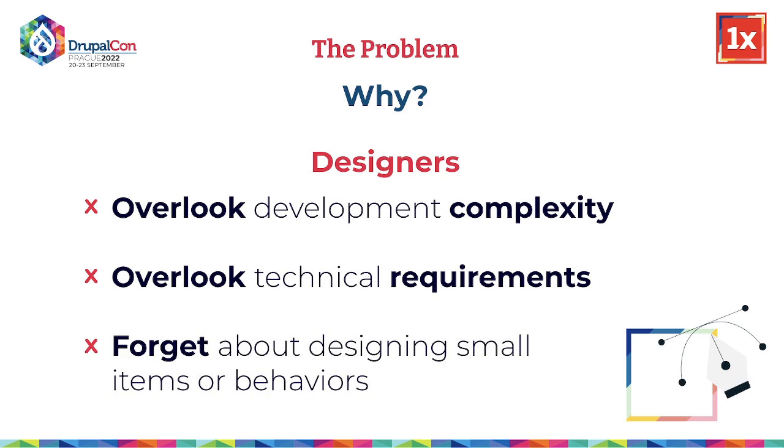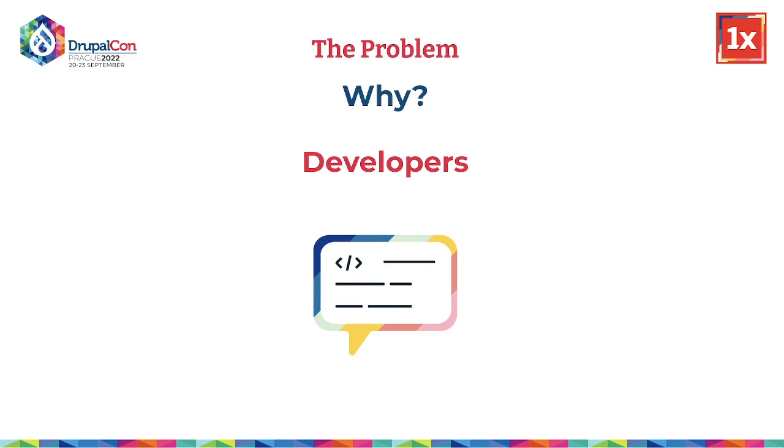Or maybe you just forget about designing some small items or behaviors when you are designing something that is a really complex feature or that has a lot of things to sum up. You maybe lose some details, and then the developers will have to guess those details. Maybe it's some hovering behavior, redirections, some transitions between two designs. But what about the developers?